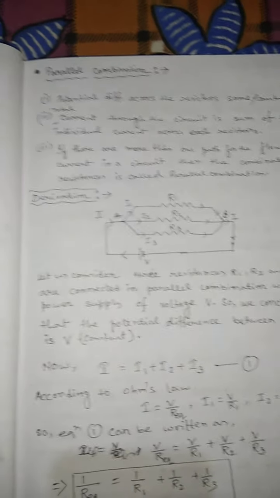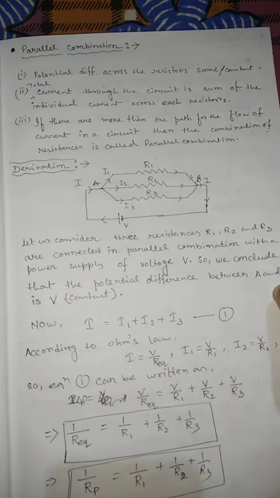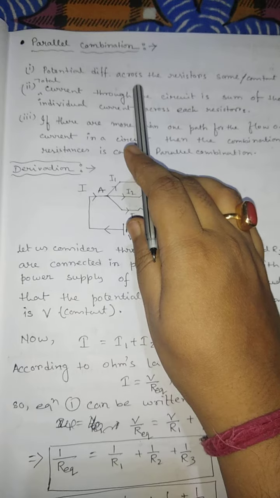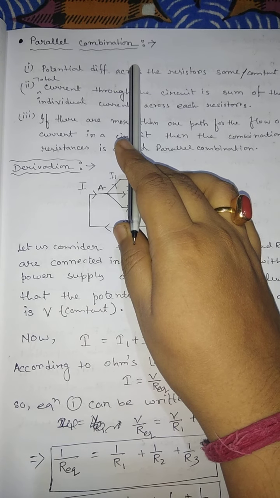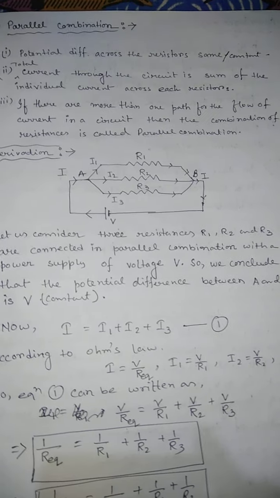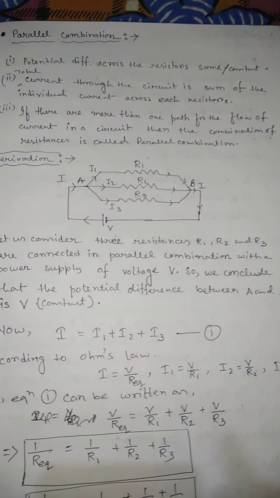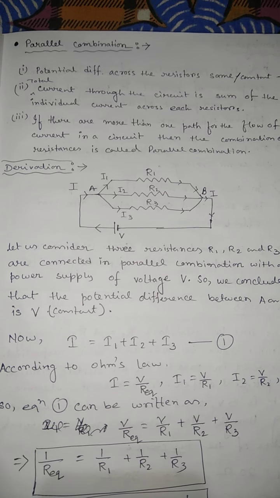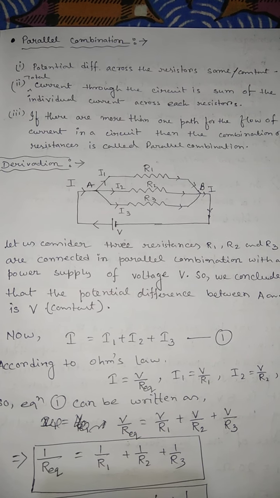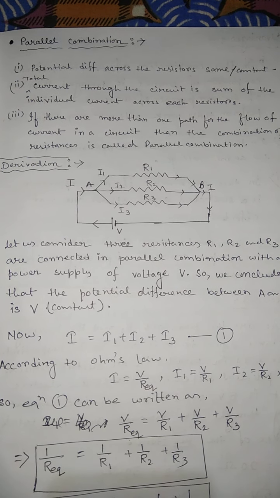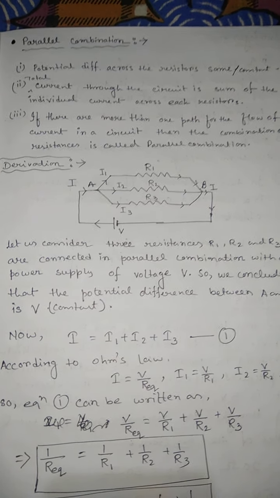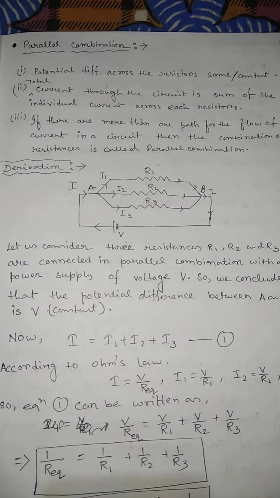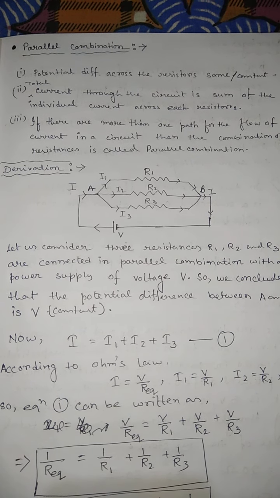Now in this class we discuss the parallel combination. Similar to the series combination, first remember these three things. In a parallel combination, the current through the circuit is not the same or constant. That means the total current of the circuit is the sum of the individual currents through each resistor. Suppose the resistors carry currents I1, I2, I3, then the total current I equals I1 plus I2 plus I3. But here the potential difference across the resistors is the same or constant. So there is no V1, V2; the constant is V.